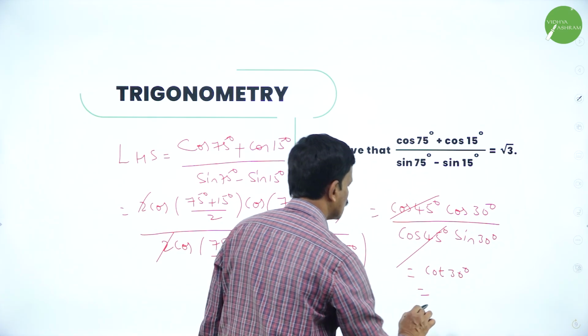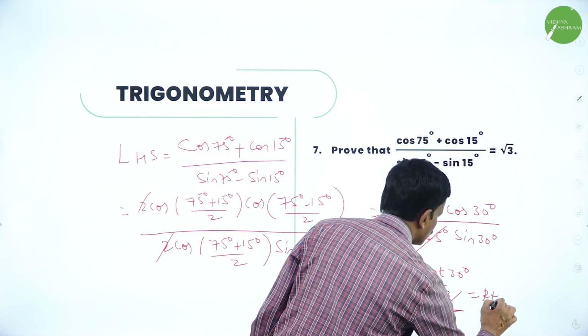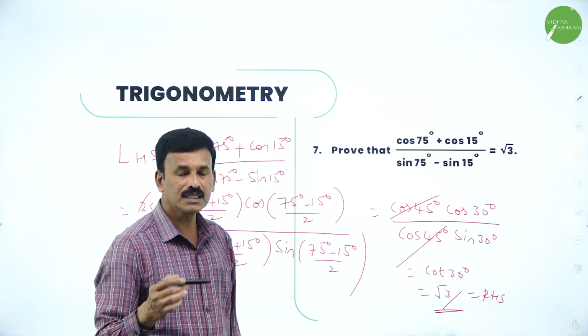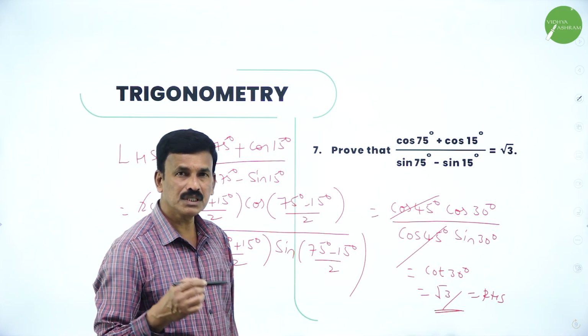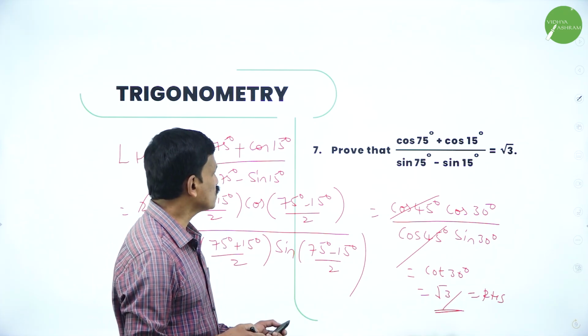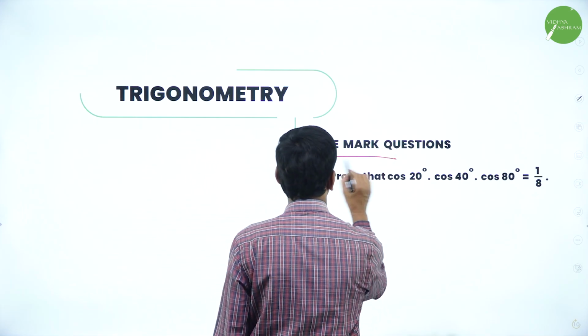Cos by sine is cot 30. What is cot 30? Cot 30 is nothing but root 3. That's all. This is the required RHS. The answer is root 3. That's it. Okay. Because sin 30 is 1 by 2, cos 30 is root 3 by 2, tan 30 is 1 by root 3, cot 30 is root 3 by 1, which is root 3. That's it. Now move on to the next problem. That is a 5 marker question. This is very important, a 5 marker question.